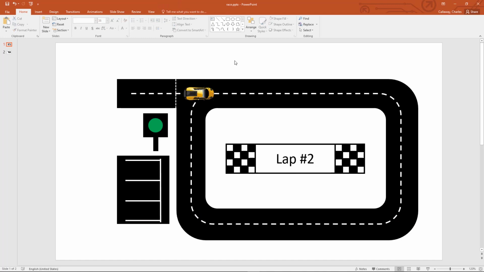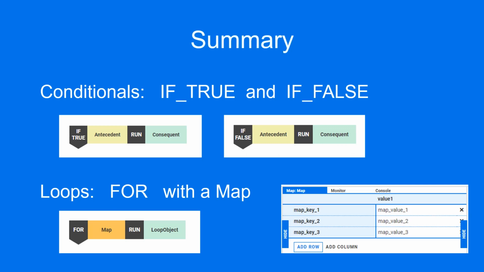Well, besides cheering crowds and champagne everywhere, of course. In this video, we looked at the two types of conditionals, if true and if false, and at using a map to create a loop, where we can put values from the map within the interface using the string field.